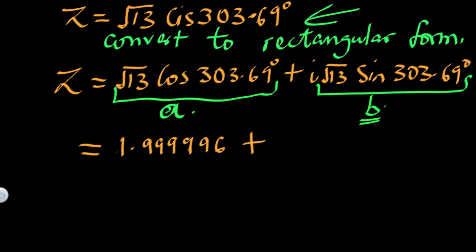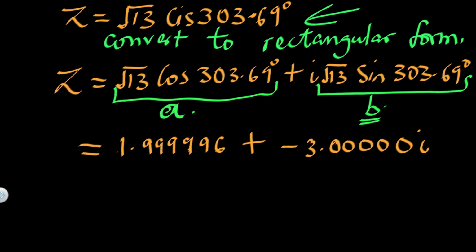plus, I punch the other part, which is now root of 13 sine of 303.69 degrees, close the bracket. I get minus 3.00000. I have an i there. I just wrote too many decimal places here just to highlight the answer that I'm getting from my calculator.